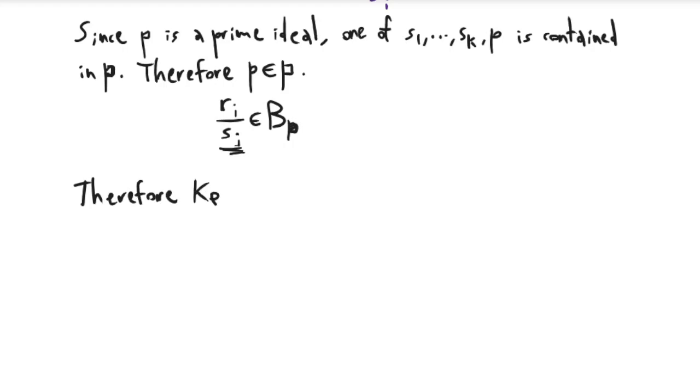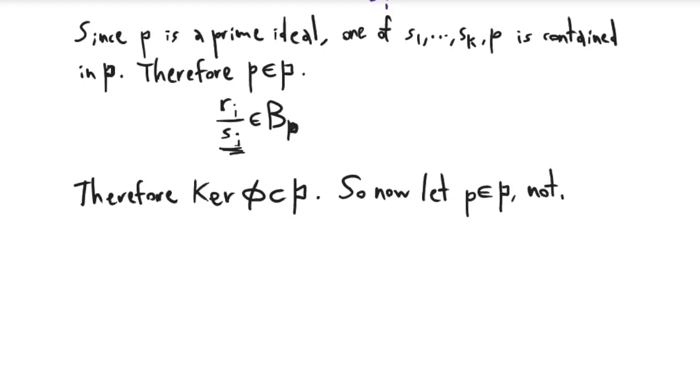Great, so we just showed that the kernel of phi is contained in P. And so now we just have to show the reverse inclusion. So now let p be an element of P. And notice that phi of p, again, by definition, this is just p plus pBp.